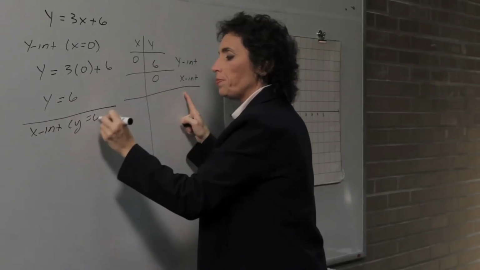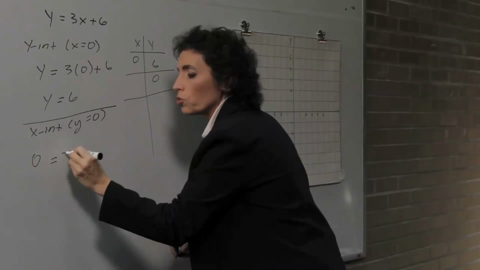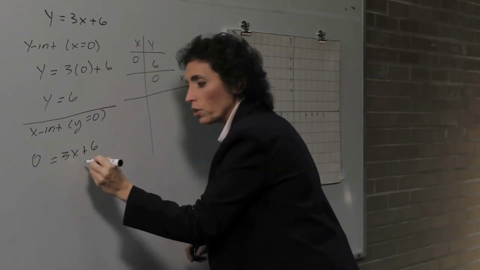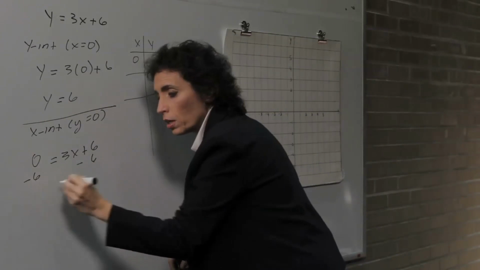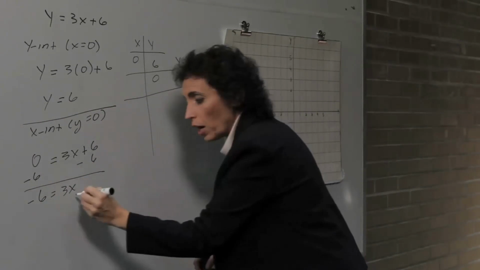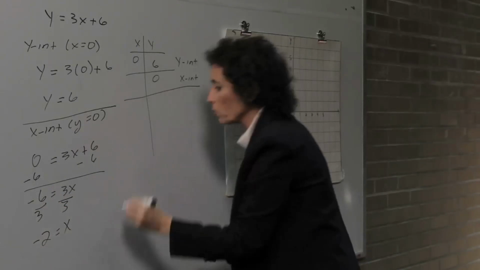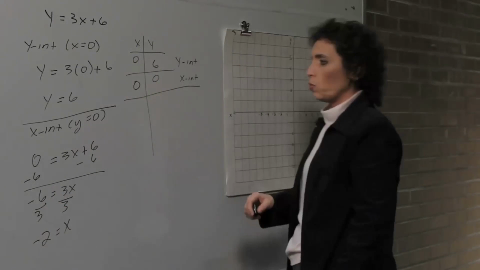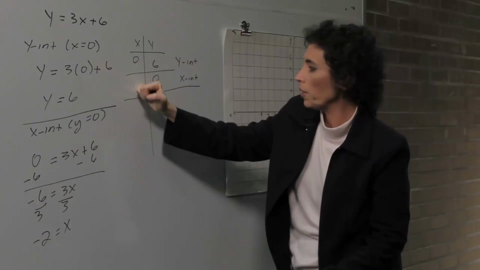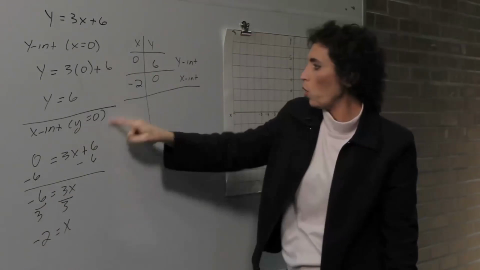When y is 0, I'm going to get 0 equals 3x plus 6. I'm going to subtract 6. I'm going to get negative 6 equals 3x. I'm going to divide by 3. I'm going to get negative 2 equals x. So that's (0, negative 2) for the x. Sorry about that. So that's (negative 2, 0), because we made y 0.